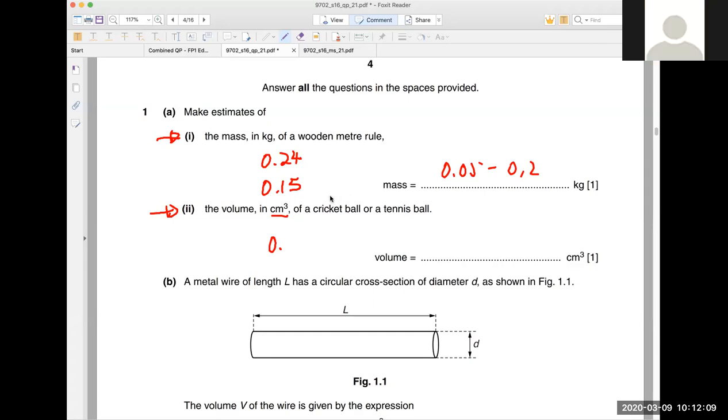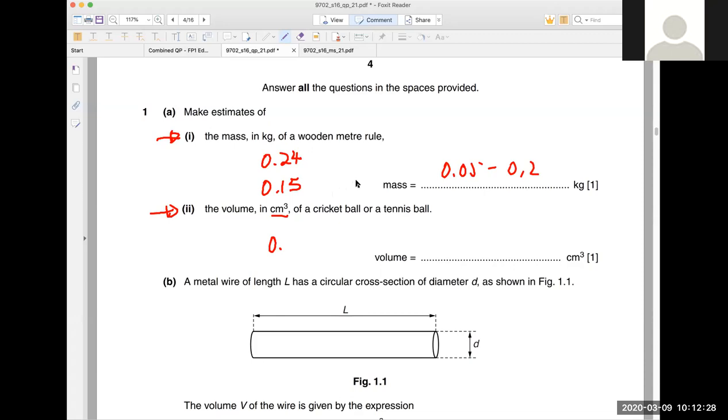Sir, when we do the questions later on, are you going to mark us according to the guess of mass and volume that we put, or according to the marking scheme? Yeah, mark it according to the marking scheme.